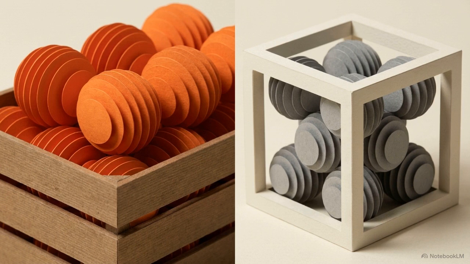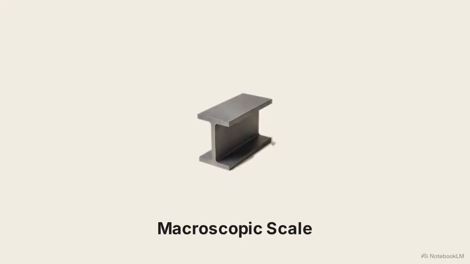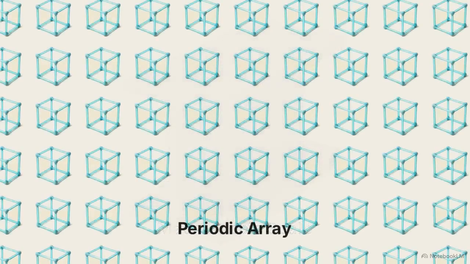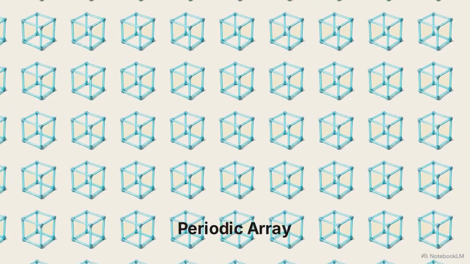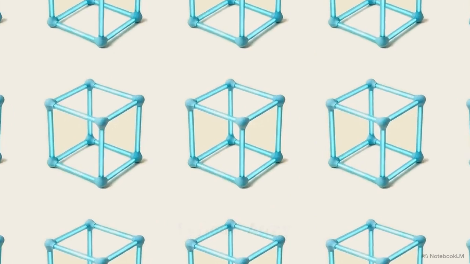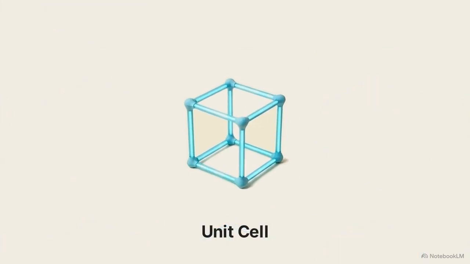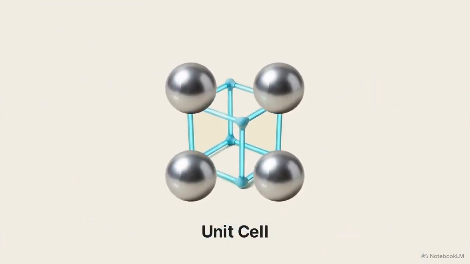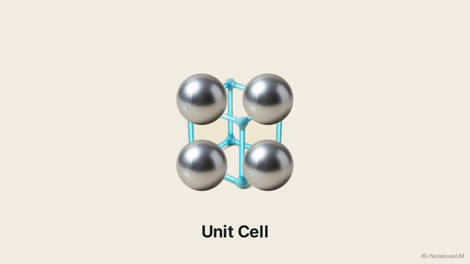In this analogy, the oranges are individual atoms, and the wooden crate is what engineers call a unit cell. A unit cell is the smallest repeating geometric building block of a material. Every solid metal you interact with is essentially made of millions of these identical microscopic boxes stacked together in a three-dimensional grid. But because atoms are spherical, they can never fit together perfectly.